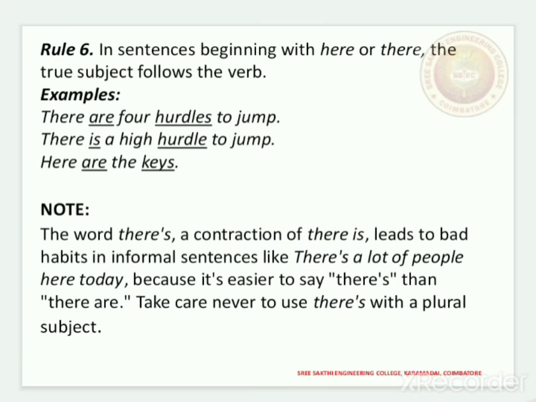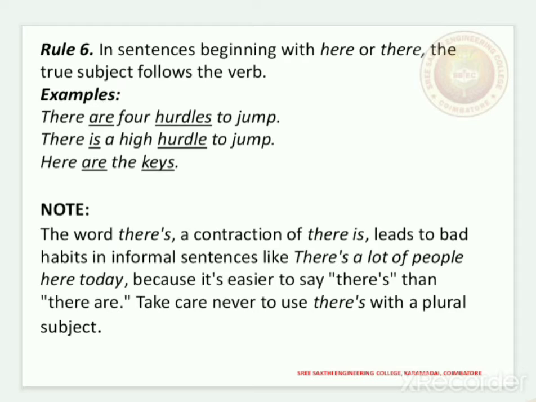Okay, so rule number 6. In sentences beginning with here or there, the true subject follows the verb. Example: there are 4 hurdles to jump. There is a high hurdle to jump. Here are the keys.